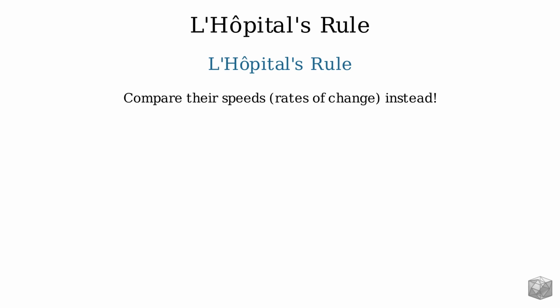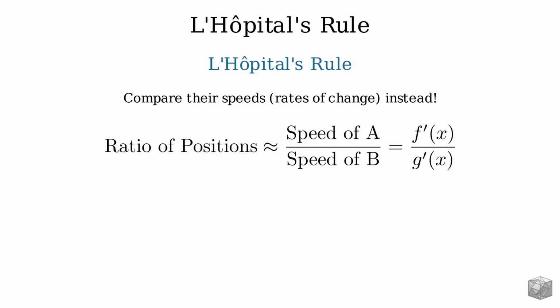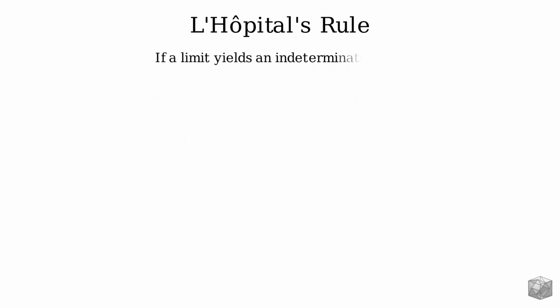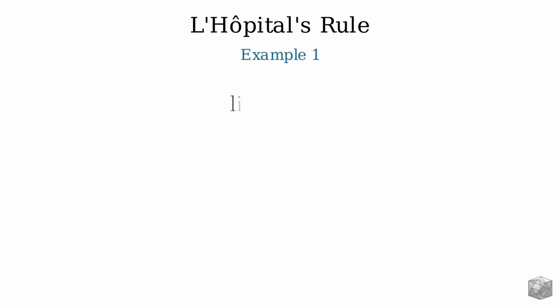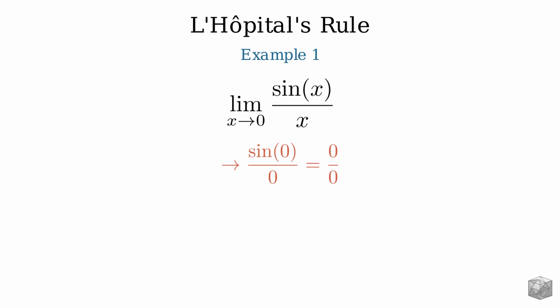Instead of their positions, we look at their speeds. The ratio of their positions near the end is ultimately determined by the ratio of how fast they are moving, their derivatives. Mathematically, if a limit results in 0/0 or infinity/infinity, we can take the derivative of the numerator and denominator separately and try again. For example, take the limit as x approaches 0 of the sine of x over x.